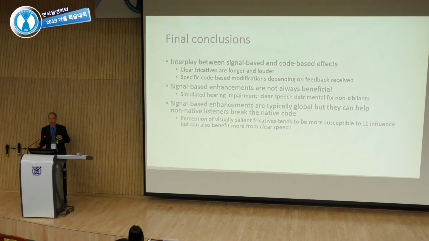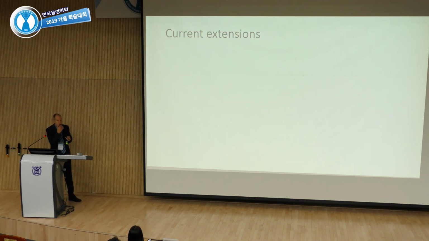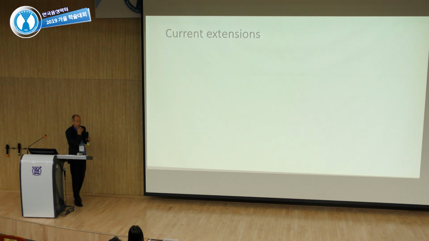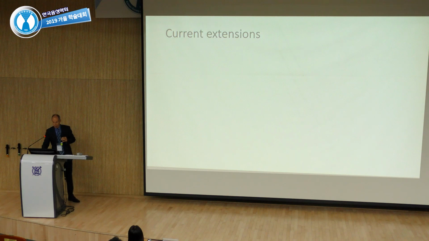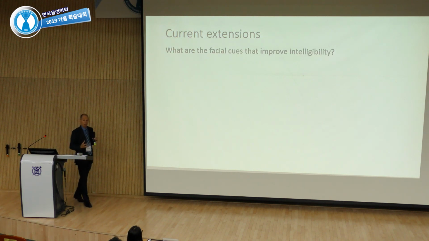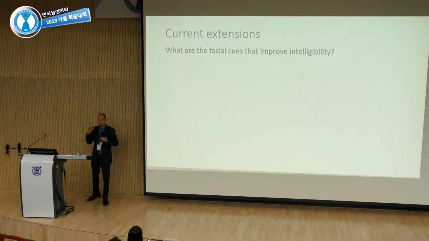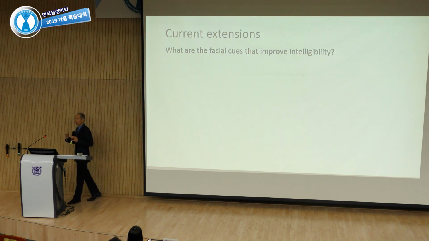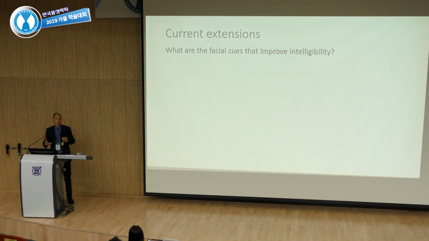Okay, so we saw that perception of visually salient fricatives tends to be more susceptible to an L1 influence, but they can also benefit from clear speech enhancement. So what we're doing currently, just to finish up in the last minute that I have, is two things. We're exploring what the facial cues are that improve intelligibility, right? So we get better recognition based on clear speech in the visual-only modality. Where does it come from? We know now where that comes from acoustically. Well, what about in the visual modality?